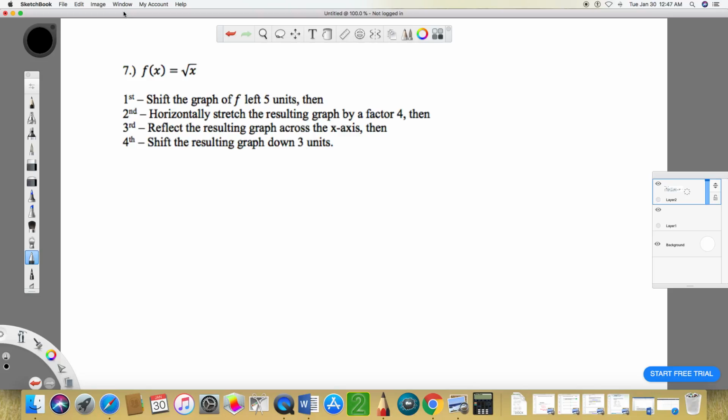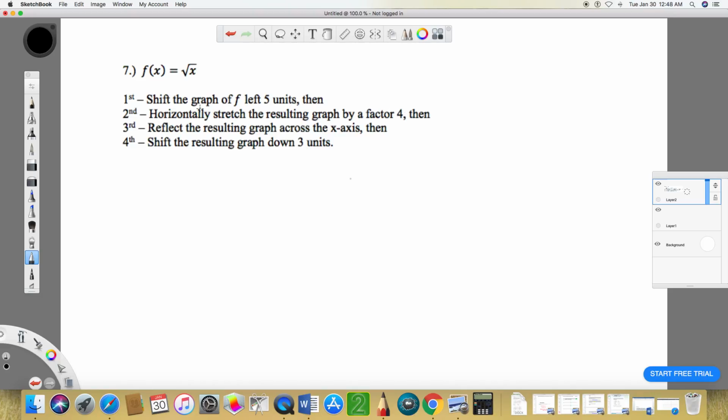Problem number 7. Our parent function is the square root function. We have 4 transformations that we want to apply to this function to get to our new function. The first transformation is a horizontal shift, a shift to the left 5 units. Then our second transformation, a horizontal stretch by a factor of 4.